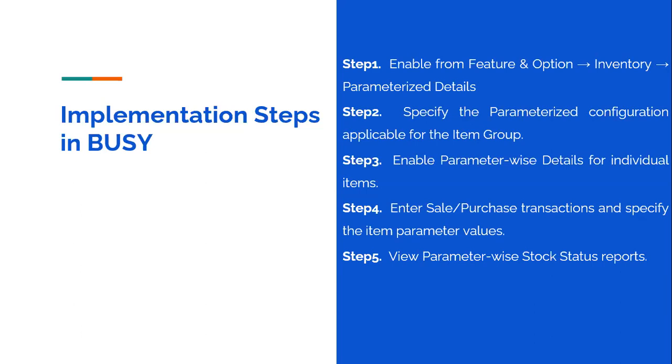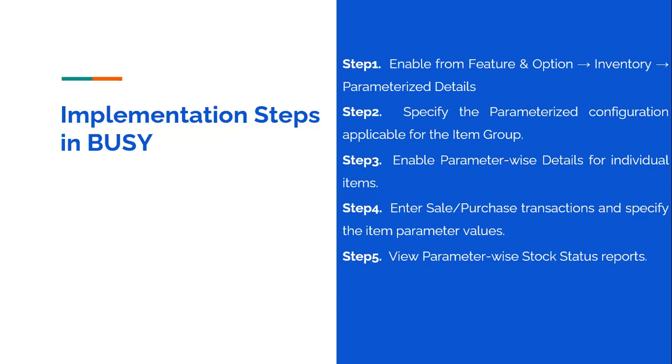So this is step one. We have to go to features and options, then inventory, and from the inventory portion we can open the parameter part. The second step is that we can define different parameters at the item group level. Suppose we can create a maximum of 3 parameters. For shoes, we need 3 parameters, but for shirts, we need 2 parameters. In that case, we can define our parameters according to our item group.